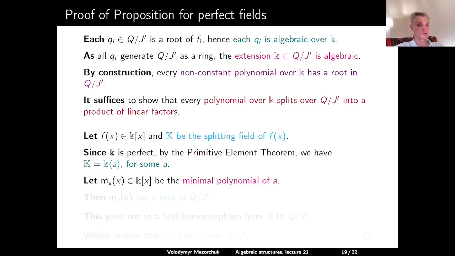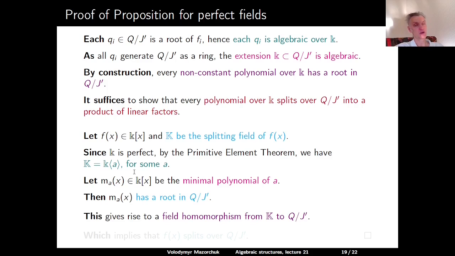Consider the minimal polynomial of A, so that's some irreducible polynomial over K, and then that minimal polynomial has a root in our extension Q divided by J prime. And since we have a root, this root gives rise to a field homomorphism from capital K to Q divided by J prime. So capital K is a subfield of Q divided by J prime, but capital K contains all roots of f of x, and this means that f of x splits over Q divided by J prime. And this proves our proposition for perfect fields.